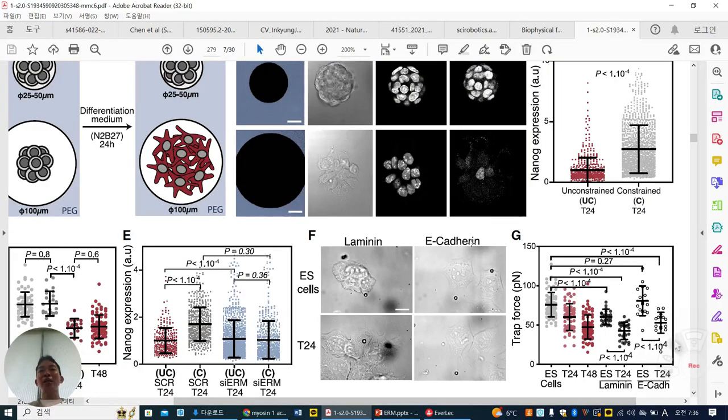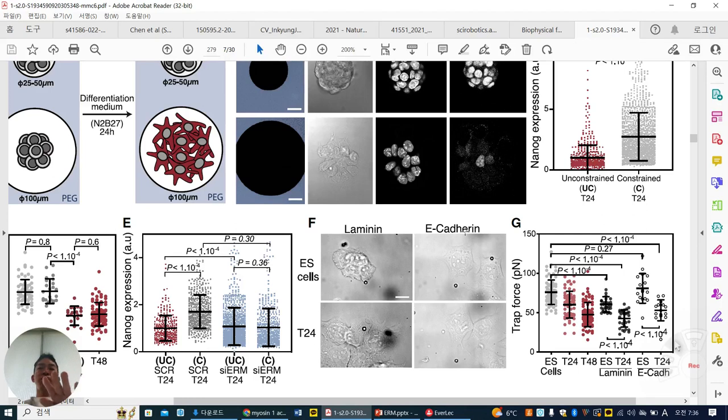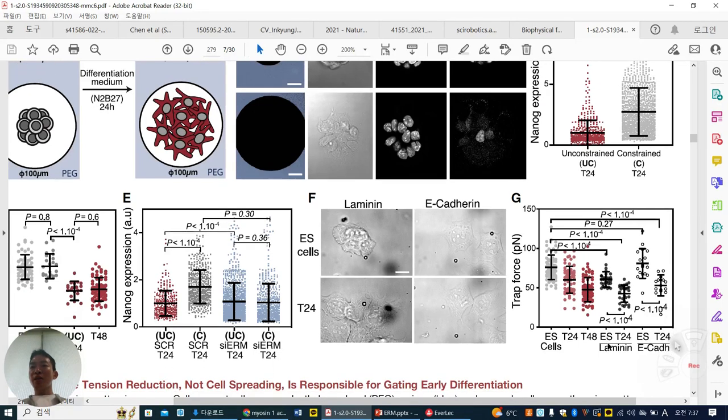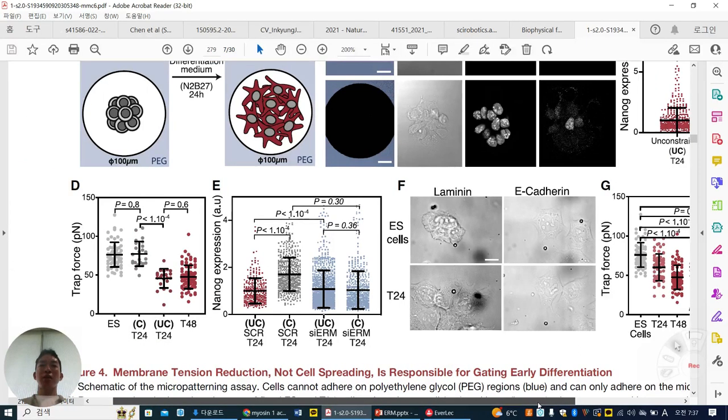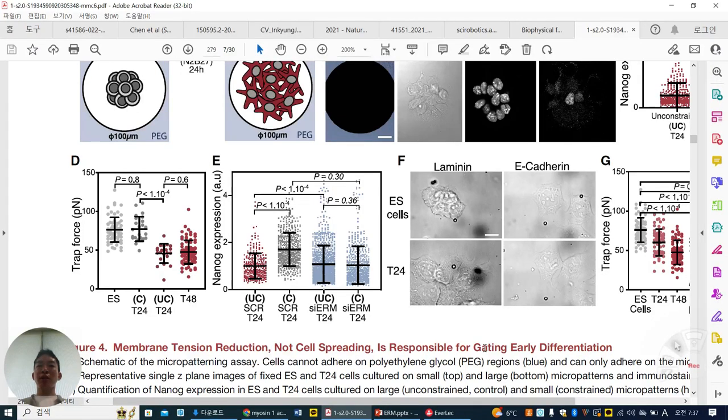Here, they check laminin and E-cadherin. Previously, they were using gelatin, but with laminin and E-cadherin, interestingly, with these two protein coatings, even in ESL they are spreading. Even though they are maintaining the stemness, the morphology is quite a bit more spread than on gelatin. So under this condition, they check the trap force, with laminin and E-cadherin, ES meaning ES condition with inhibitor, and T24-hour meaning ES differentiated media without inhibitor. The trap force is decreasing. So they continuously decouple cell morphology from membrane tension: membrane tension is the key for regulating the stemness. The membrane tension reduction, not cell spreading, is responsible for gating early differentiation.